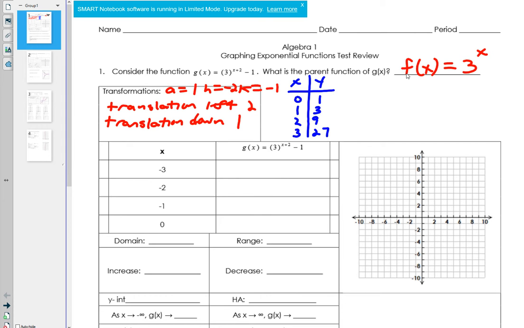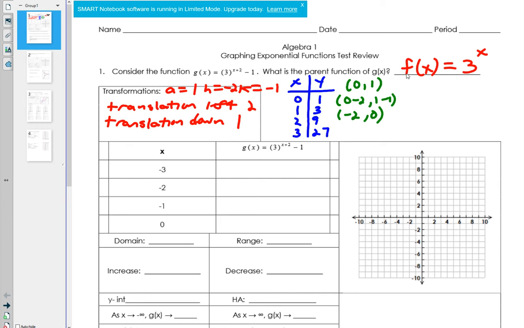What am I going to do to all the x's? What's h? So I'm going to subtract 2 from all the x's. What am I going to do to all the y's? a is only 1, so specific to this function, just take away 1. That's it. If I go to the first one, which is 0, 1, I'm going to go 0 minus 2, and then 1 minus 1. That accounts for my transformations. 0 minus 2 is -2. 1 minus 1 is 0.